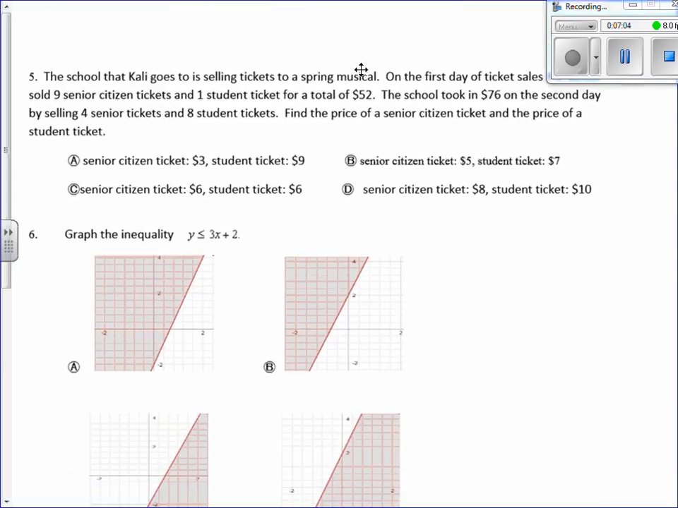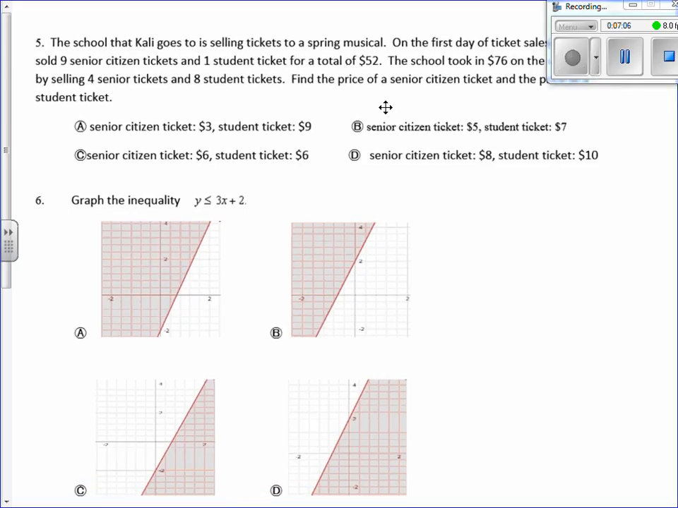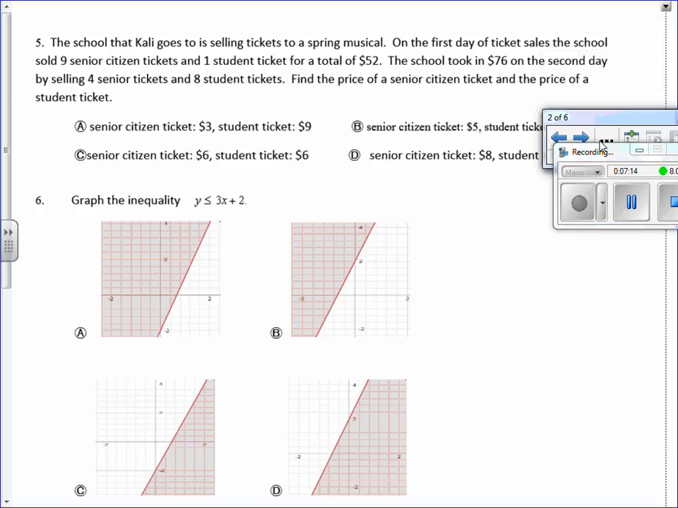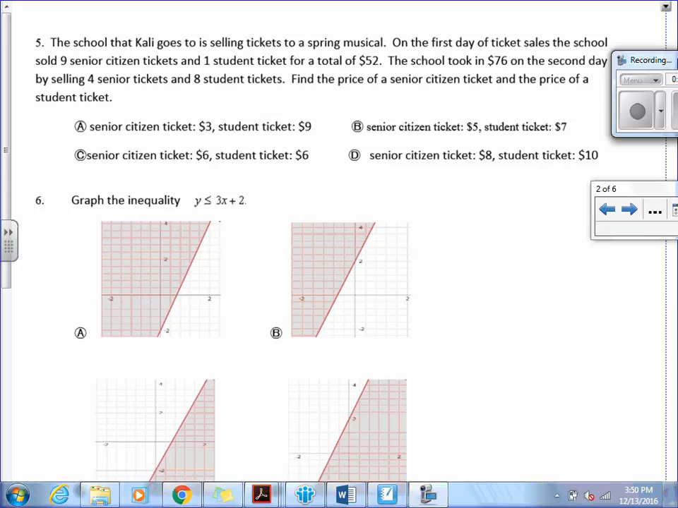You understand? Number 5. The school that Callie goes to is selling tickets to a spring musical. Sorry about that. So it says on the first day of ticket sales, the school sold 9 senior citizen tickets and 1 student ticket for $52. They took in $76 on the second day by selling 4 senior tickets and 8 student tickets. Find the price of a senior citizen ticket and the price of a student ticket.